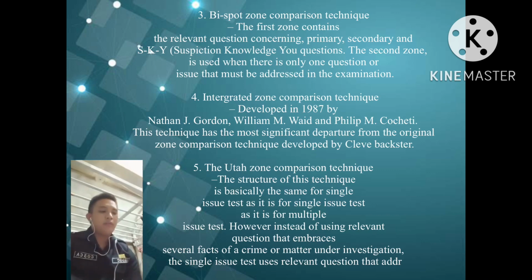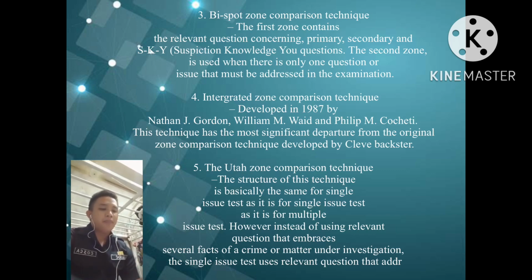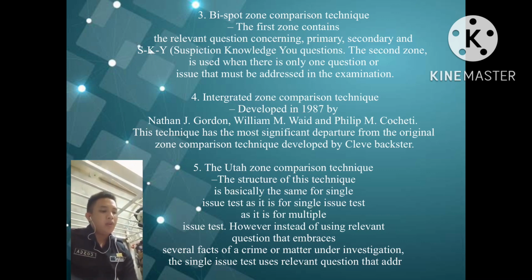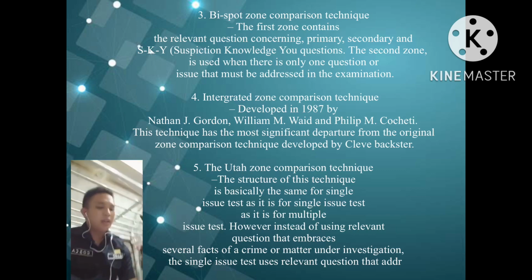and the fourth is the integrated zone comparison technique developed in 1987 by Nathan J. Gordon, William M. Wade, and Philip M. Cucchetti. This technique has the most significant departure from the original zone comparison technique developed by Cleve Backster.